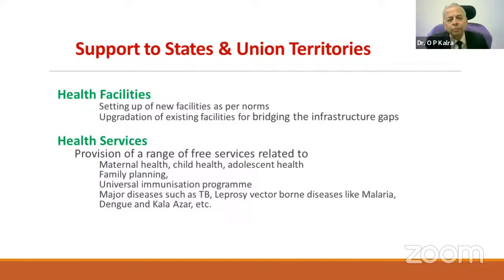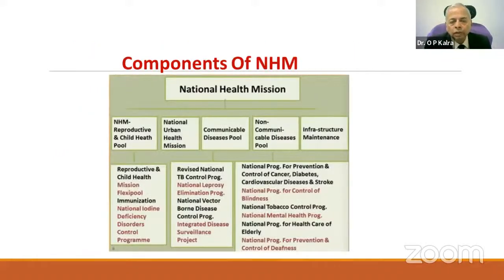So the various components of National Health Mission broadly include the National Health Mission particularly for reproductive and child health services, then urban health, then communicable diseases, non-communicable diseases, and infrastructure augmentation and maintenance of it. And then, of course, through various programs, which I'll be coming to a little later, national programs.